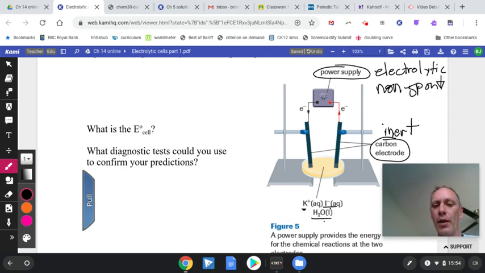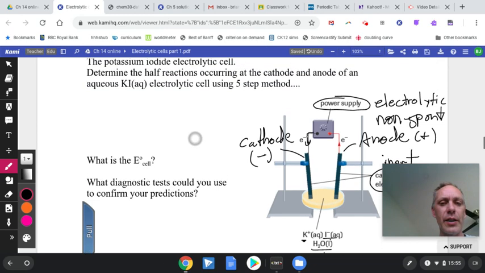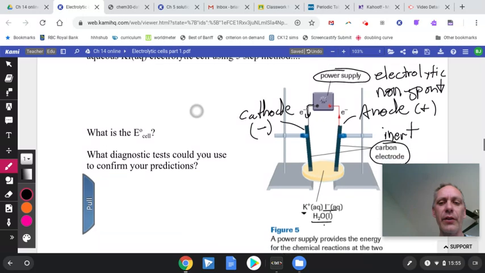Now, looking at this, the electrons are flowing this way. So that means this is our cathode. Electrons are still gained at the cathode, so we're going to label it as negative on this electrolytic cell. Anode, label it as positive, opposite to a voltaic cell. Now, what did we need to do again? To determine the half reactions occurring at the cathode.